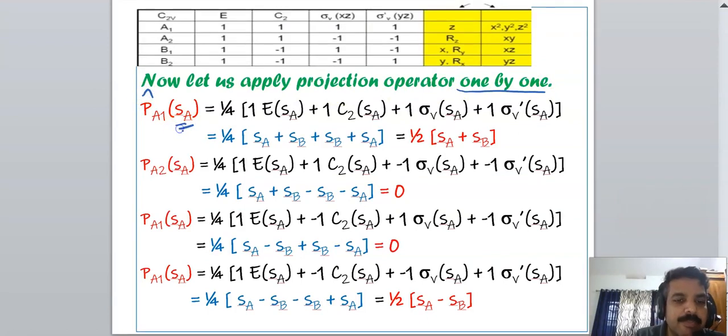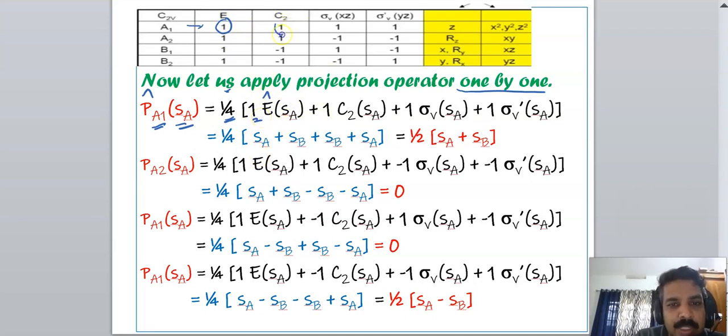Okay, that is the A1 projection operator on the orbital SA. So the character is 1; A1 is a one-dimensional representation. In the case of C2v, all representations are one-dimensional. Therefore, 1 divided by the order of the C2v point group, which is 4, into chi of E, that is 1, into R acting on the function SA, the operator E acting on the function SA.